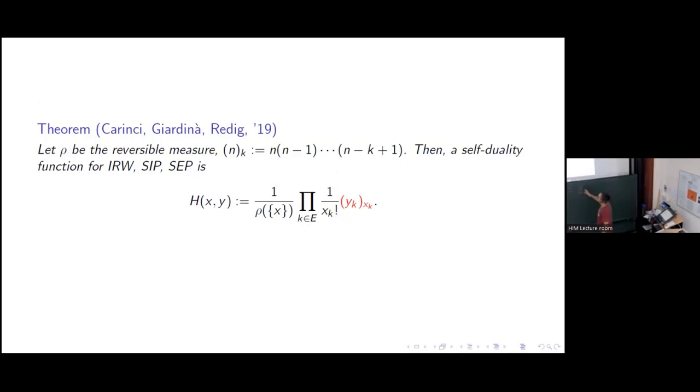It says that if you denote by rho a reversible measure, then the function defined like that turns out to be a self-duality function. And the 1 over rho of x is just a leading constant, it's not very important, the same as the 1 over the factorial, but the main ingredient is the bracket yk with subscript xk. And what that means is the so-called falling factorial.